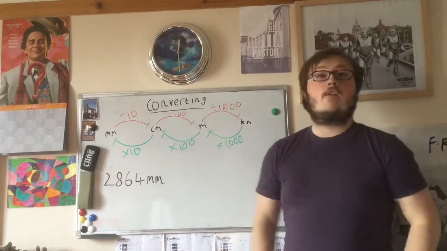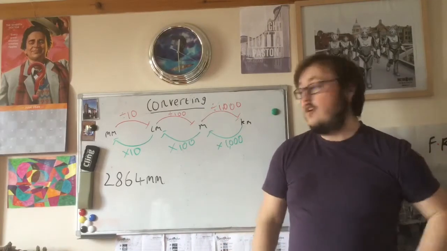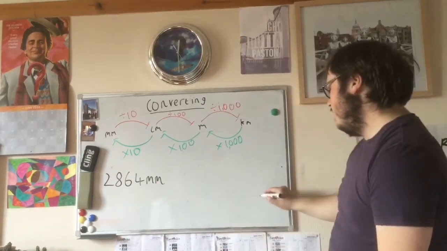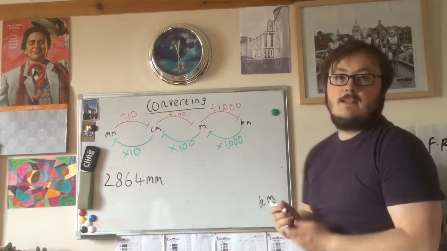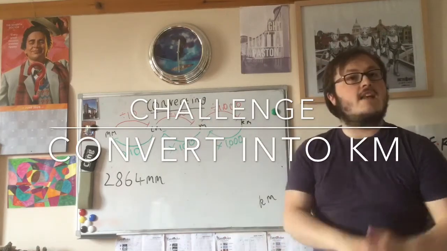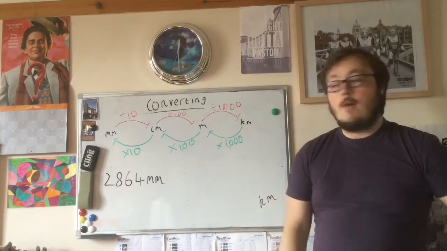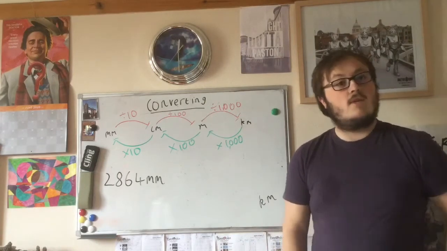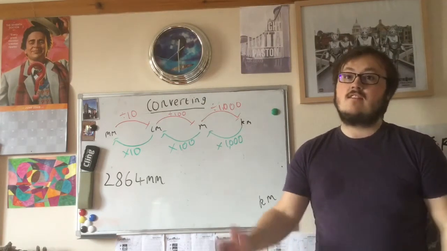So with this diagram above and the steps you need to do, I want you to convert 2,864 millimetres into kilometres. That's your challenge for today. Pretty straightforward, just follow the steps. Let's see how you do. I'm looking forward to seeing how you do with this, and tomorrow we'll focus on more distances, but more tricky ones like miles, inches, yards, feet.